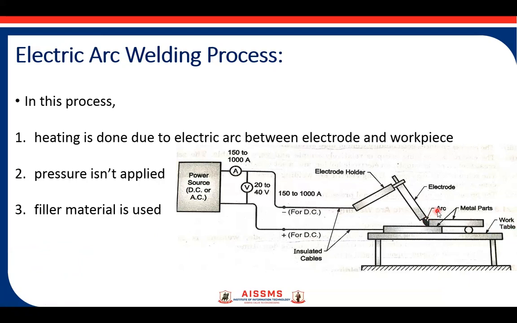Here you can see the electric arc. This one is the positive terminal electrode. These are the two metal parts which we are going to join. So we have given the positive supply for this. When you strike the electrode against the workpiece, electric arc will be generated and it will produce the heat. While filling this gap between these two metal parts, we have to use the filler material.